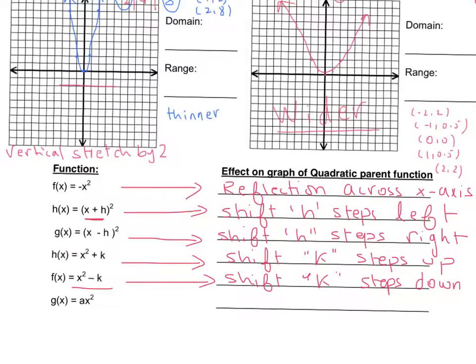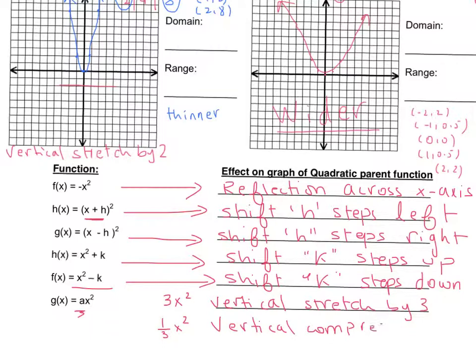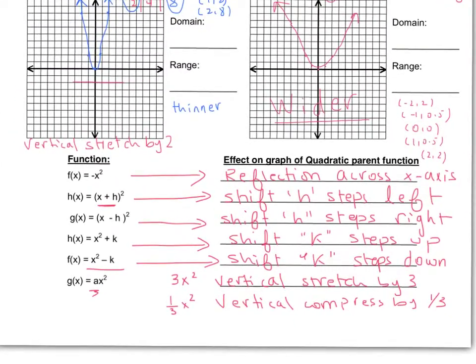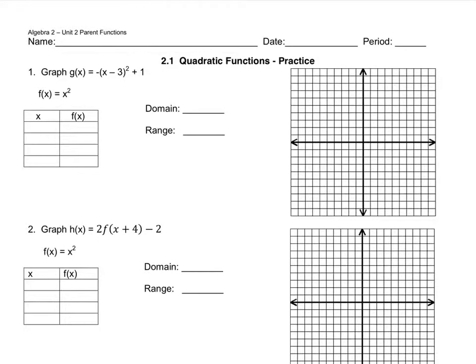Now every time you're multiplying by a number, it depends on the number. For example, if you're multiplying by 3, it means that it's going to be a vertical stretch by a factor of 3. If you're going to be multiplying by 1/3, as you can see, it's a number less than 1, so it's going to be a vertical compress, which means every time you graph it, it's going to be a wider graph by a factor of 1/3. That's a summary of everything that we learned in 1. So let's move on.